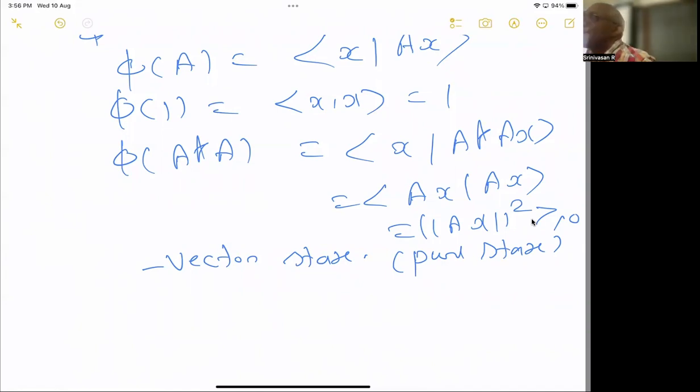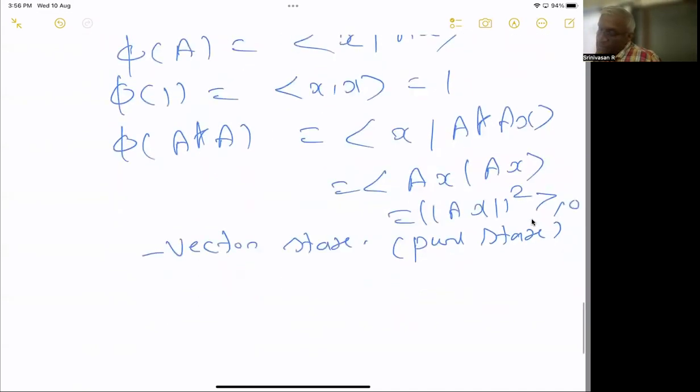So for every X which is normalized, we get a state. Yes, you get a vector state. That is why this Hilbert space Cn is called a state space. This is a vector state, but there are more states. These are all called vector states or pure states. There are more states, I will come to that in the next example. So this gives vector states. This is just an example.